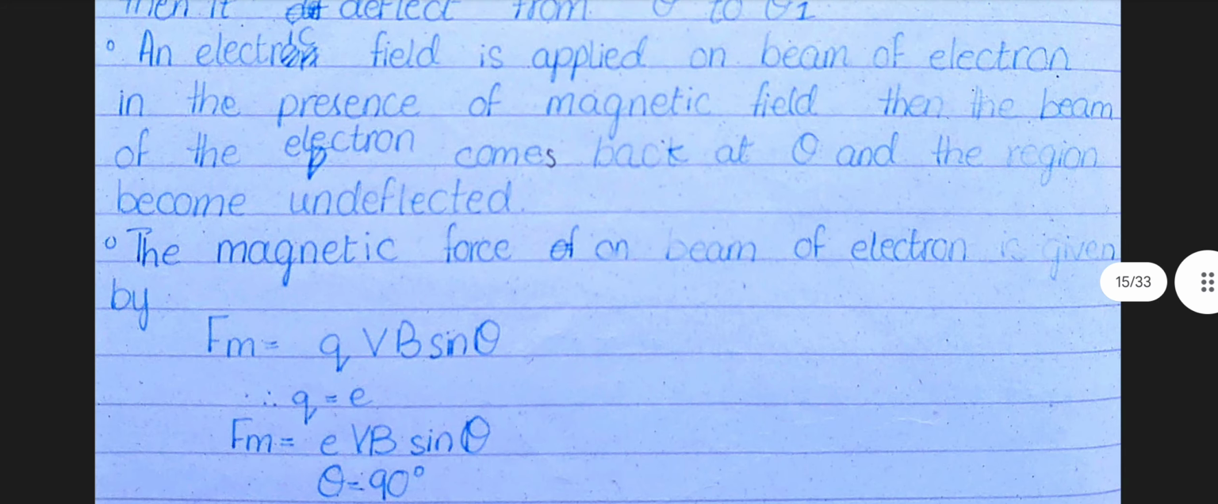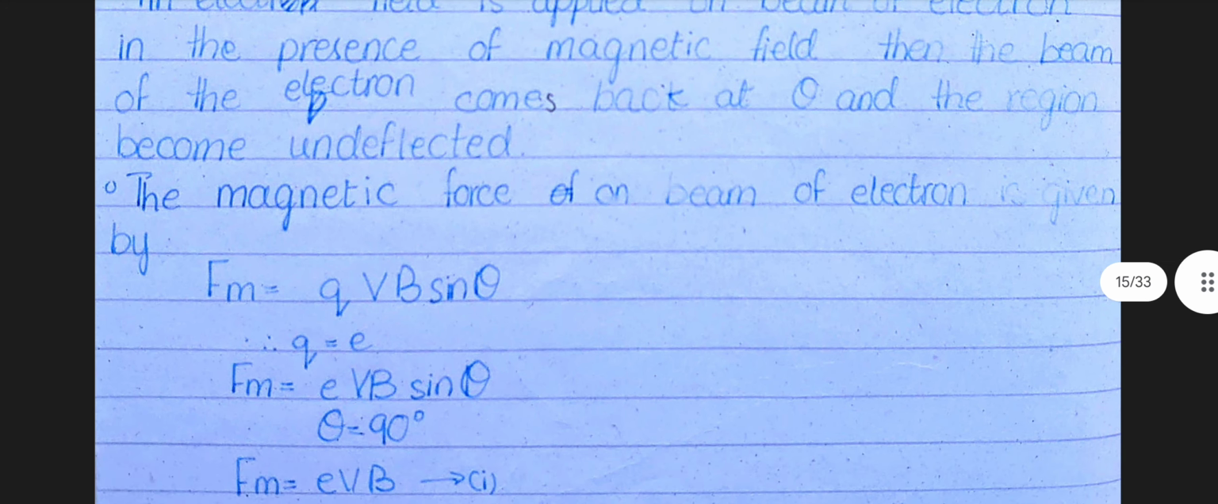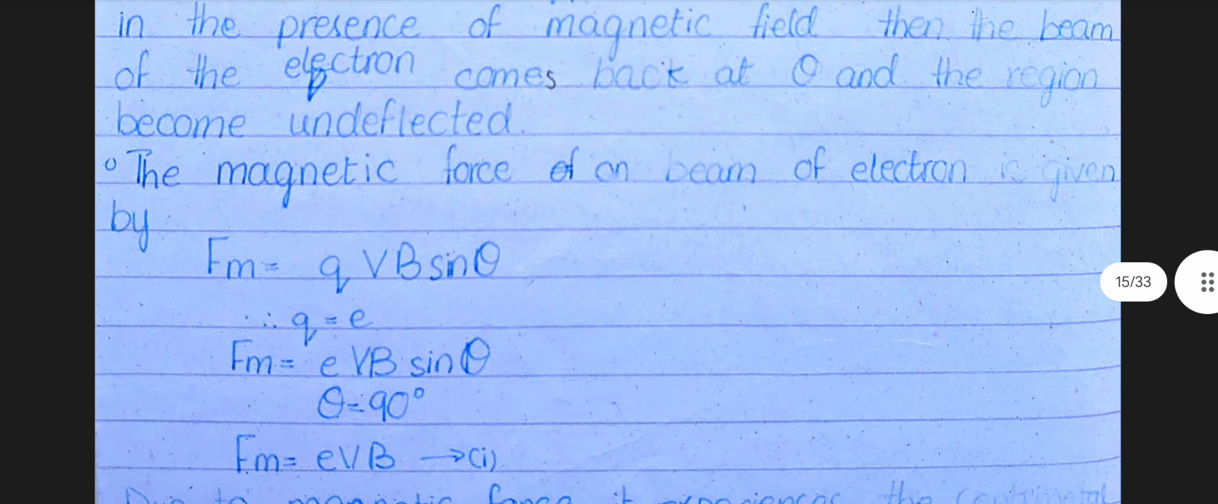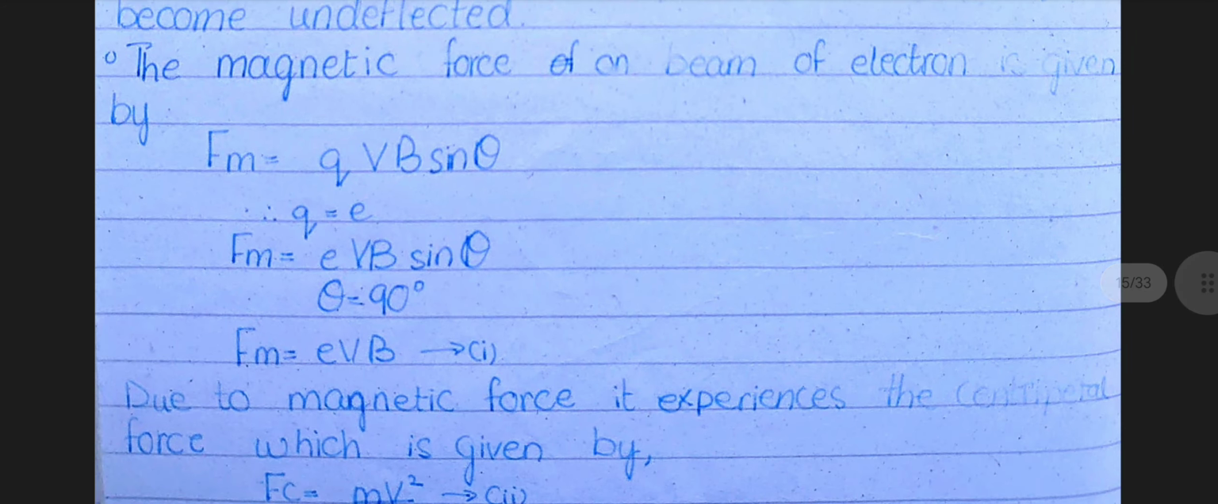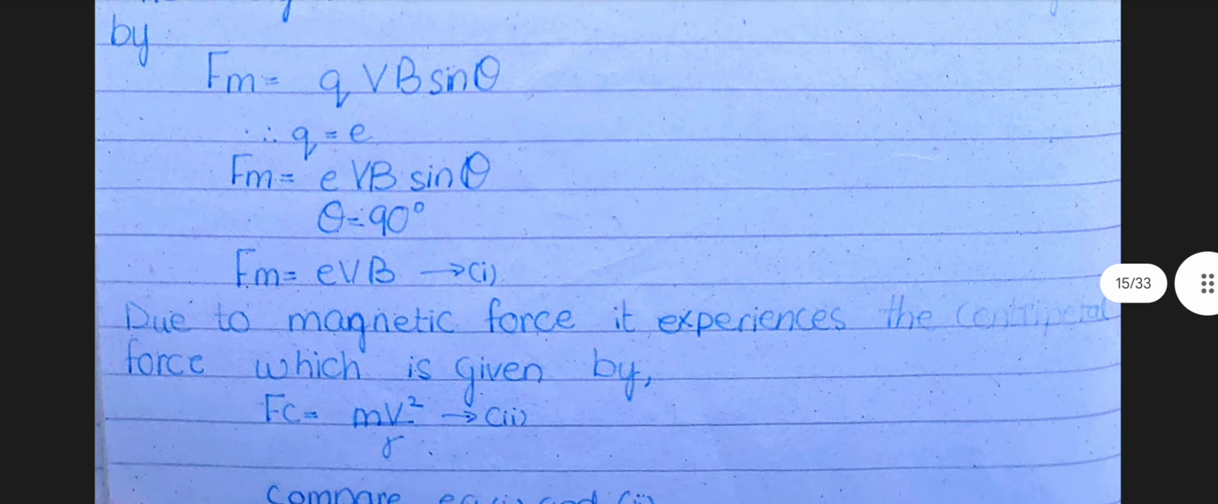The magnetic force on the beam of electrons is given by Fm is equal to QVB sine theta. Q is equal to E. Fm is equal to EVB sine theta. Theta is equal to 90 degrees. Fm is equal to EVB, equation 1.